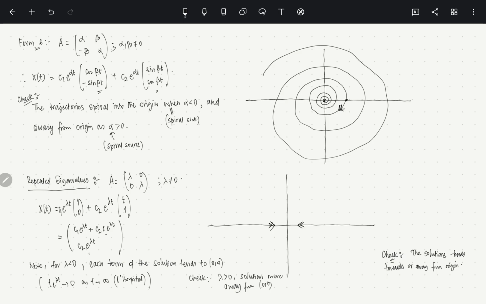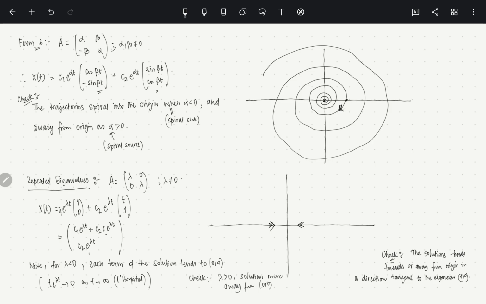But the thing is, since C1 and C2 are both non-zero, how are they moving away from or going towards the origin? Say they do it in a direction tangent to the eigenvector 1, 0. Okay, how am I getting this?